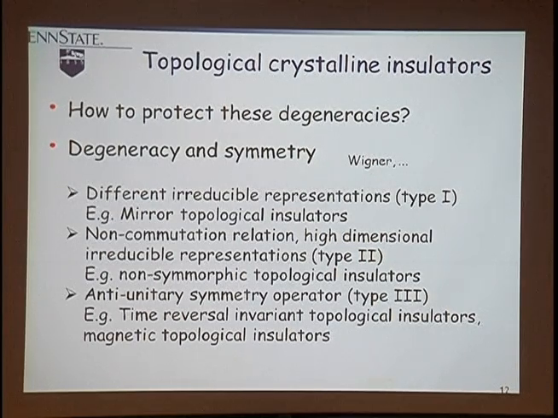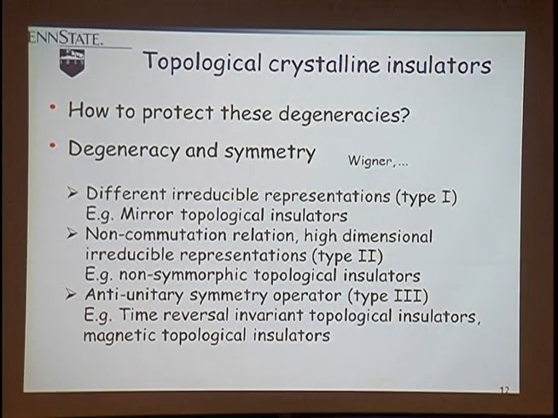Basically, we try to find the different types of representation of the space group. Okay. So here we can identify that there are three different types of crystalline symmetry which can help to protect the degeneracy and which can give you this type of non-trivial surface state. I simply call them type 1, type 2, and type 3. The first one is for the different irreducible representations.